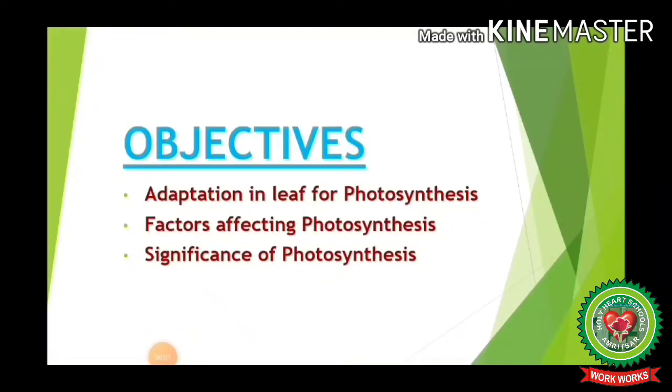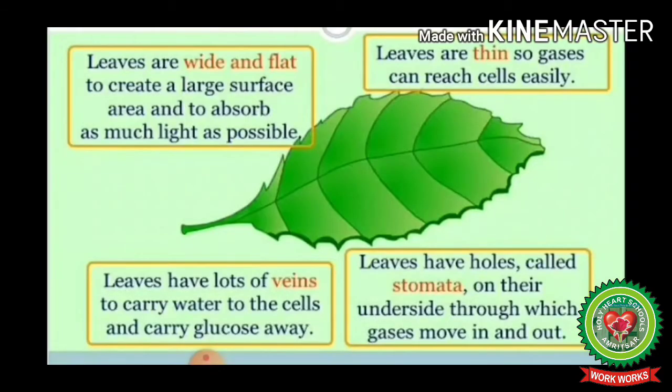We have already discussed the fate of end products of photosynthesis. The main objectives of today's topic are adaptation in leaf for photosynthesis, factors affecting photosynthesis and significance of photosynthesis. Now, let's discuss what are the adaptations in leaf for photosynthesis.